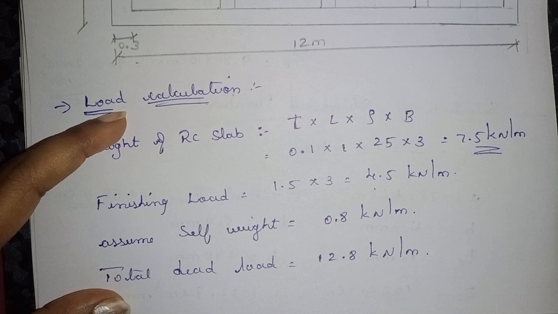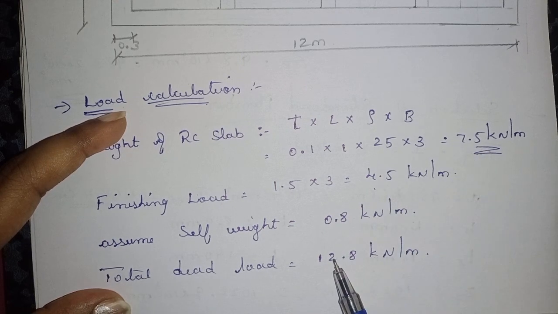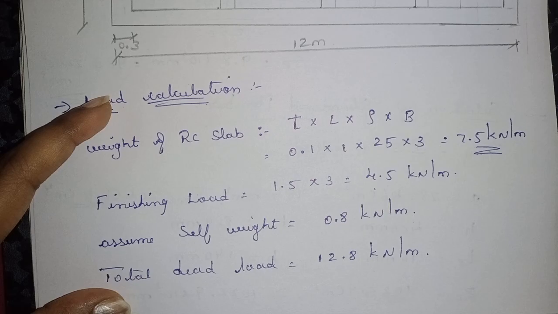We'll assume the self weight of the beam. Self weight is 0.8 kilonewton per meter. You can also skip this. Then if you add these, you will get the total dead load as 12.8 kilonewton per meter. Is it clear?